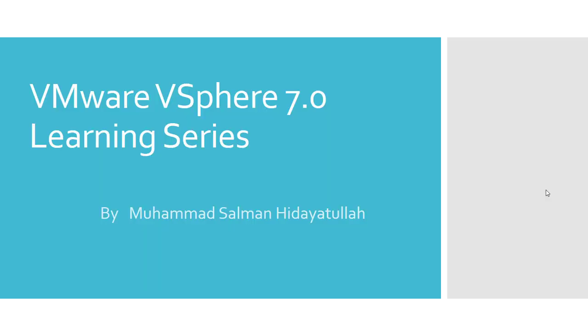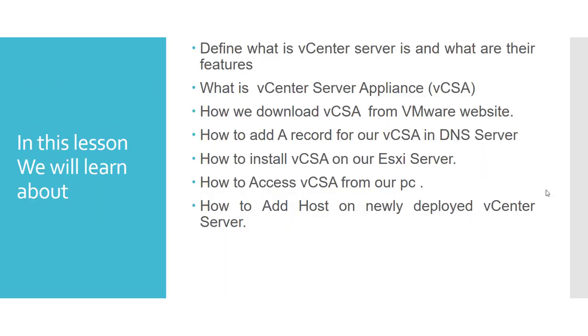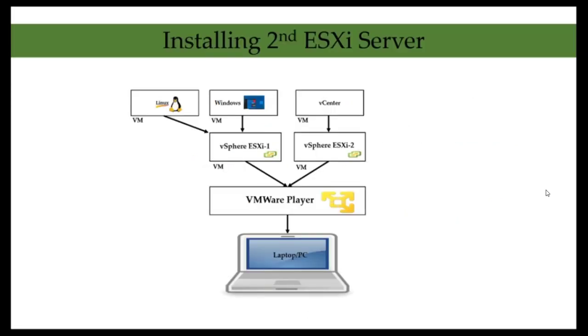Now in this video we will learn about the following topics. Define what is vCenter server and what are their features. What is vCenter server appliances, vCSA? How we download vCSA from the VMware website. How to add a record for our vCSA server in our DNS server. How to install vCSA on our ESXi server. And how can we access the vCSA from our PC, and how to add host on the newly installed vCenter server.